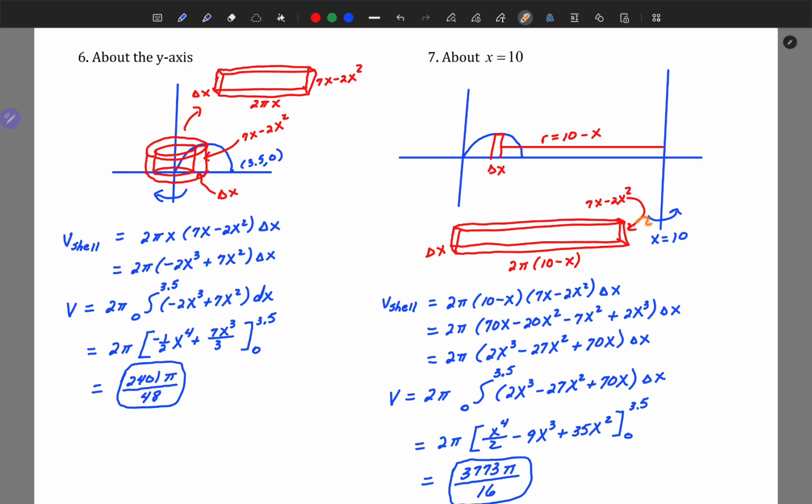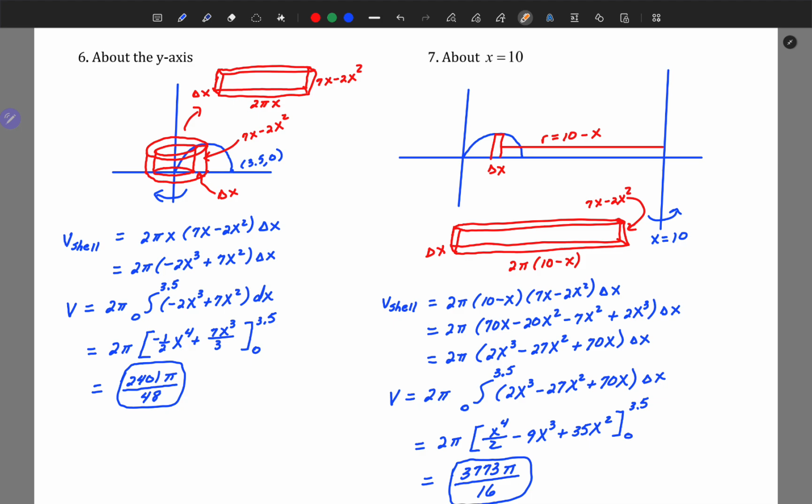Each rectangular solid is still going to have a height of 7x minus 2x squared. It's still going to have an arbitrary thickness of delta x. And then its length, determined by the circumference of the revolution, is 2 pi r, 2 pi times 10 minus x. So notice the last problem and this problem are extremely similar. The only difference is that radius formula. And that's the only difference you'll ever have from a shell problem to a shell problem.